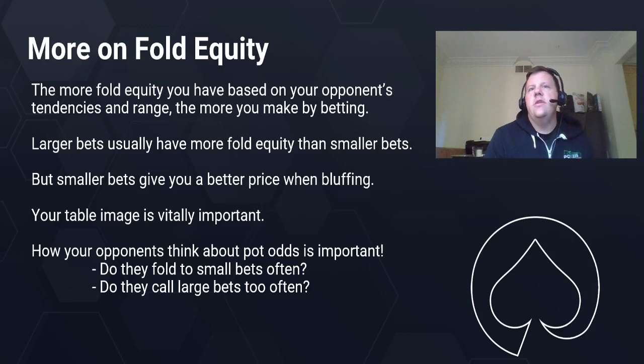And recognize that you're getting worse pot odds when you bet large. So you need a lot of fold equity when you're betting larger. You need to know your opponent's going to fold. And if they call these large bets too often, well, maybe you don't want to bluff as much with a large bet, because they don't fold to them. So thinking about how your opponent perceives bet sizing, bluffs and value bets is very, very important, because it determines how much fold equity you have with small bets or large bets.